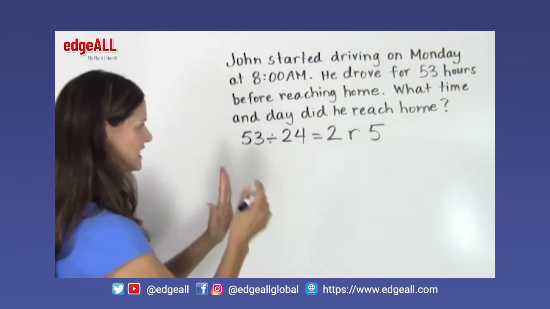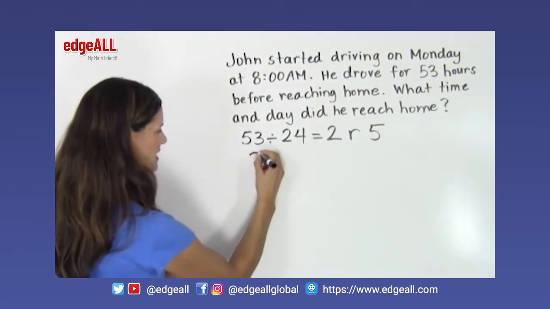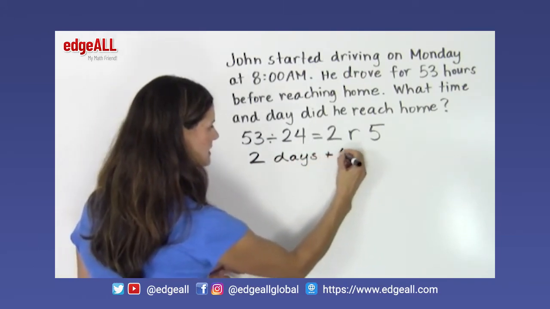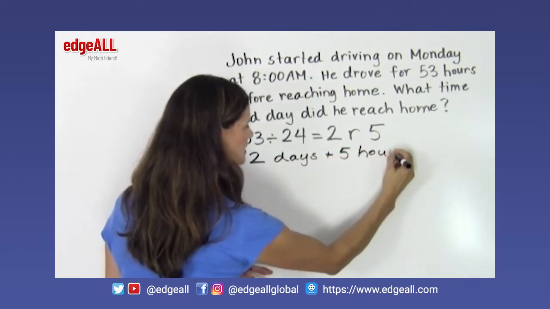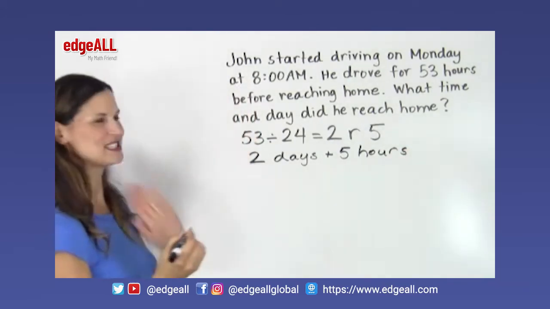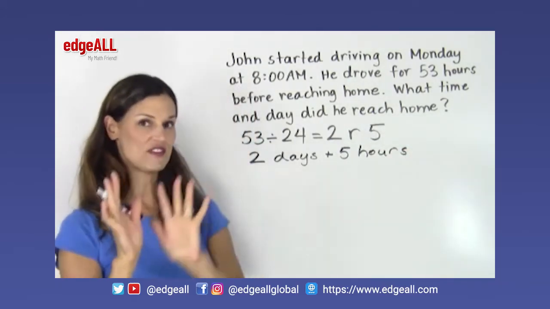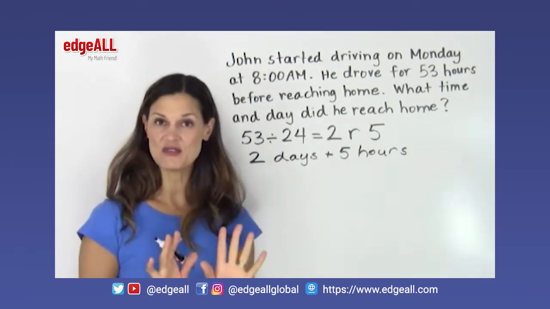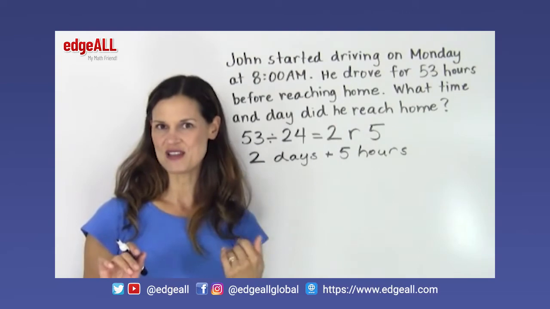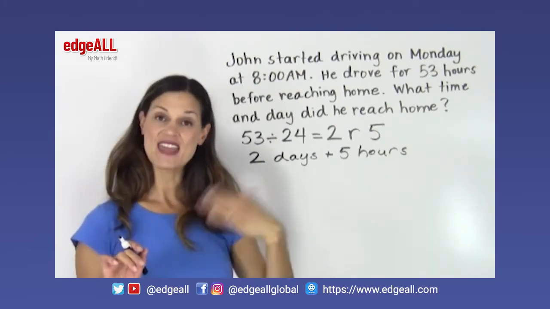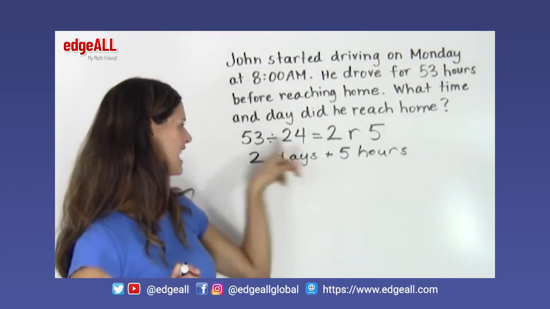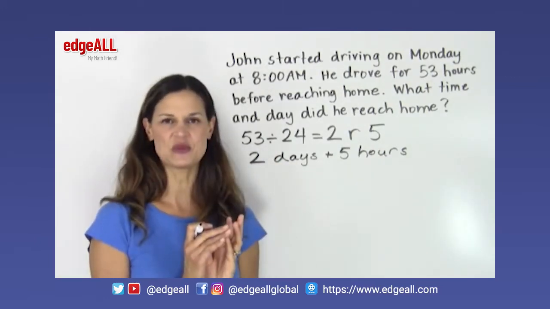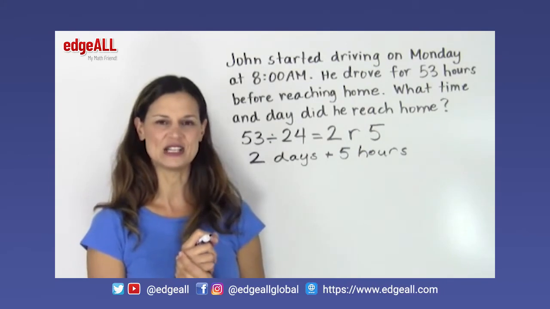So if we look at this pieced out a little bit, we can see that we have 2 days plus 5 hours for John's trip. The first day is 24 hours, the second day is 24 hours, so 24 plus 24 equals 48, and then add 5 hours to that, and you get 53. So you can see we've just taken the 53 and regrouped it a little bit.